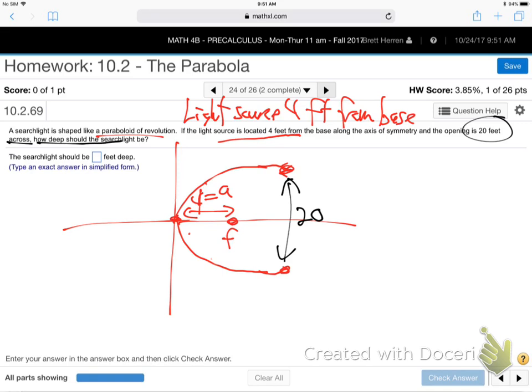Yeah, how deep. So they're saying, what's this? How deep is it? That's what they want to know. They're saying 4 feet to the light source, 20 feet opening. How deep is it? So it's a backwards question, isn't it? Can you do that one? Let me give you a second on that. So I'll do one of these two, forwards or backwards, or it could be the bridge one.